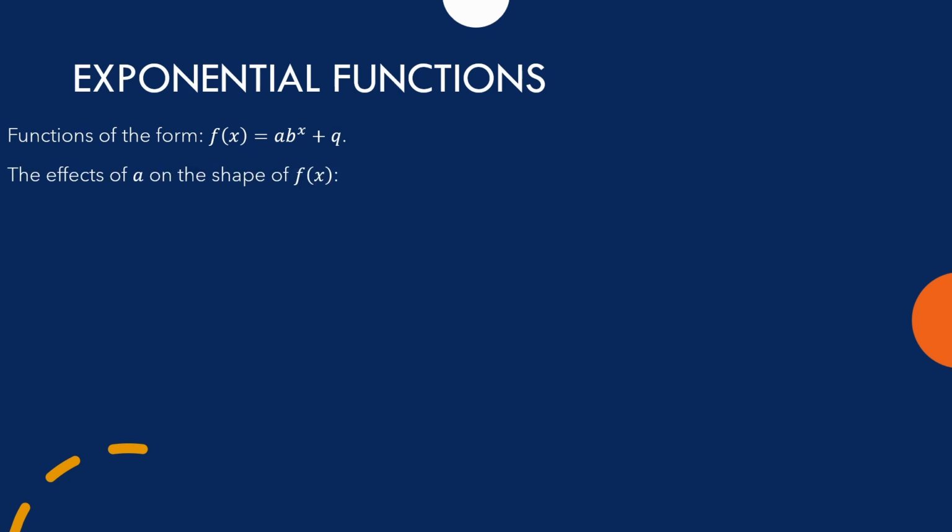Let's take a look at the effects of a on the shape. Again, we notice that a affects the shape of the graph. First, for a greater than 0, f of x is increasing. Second, for a less than 0, f of x is decreasing.